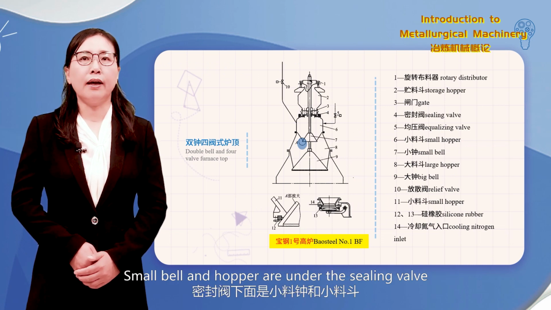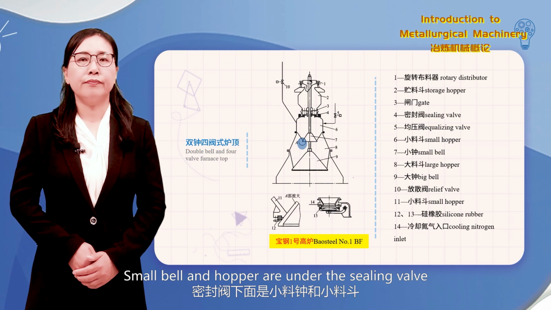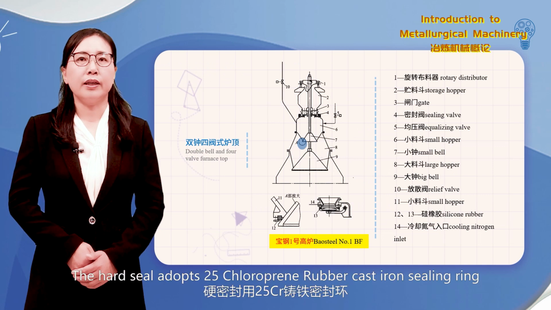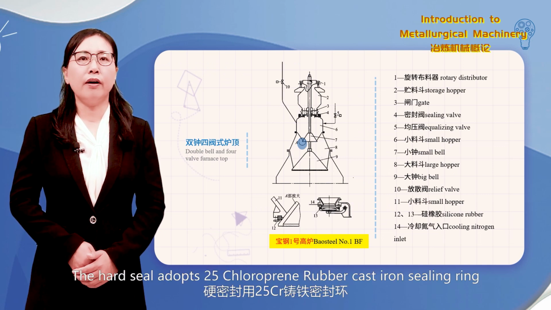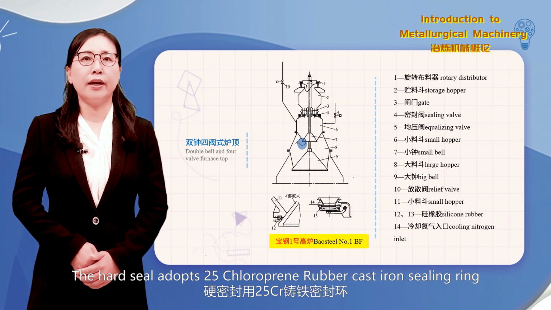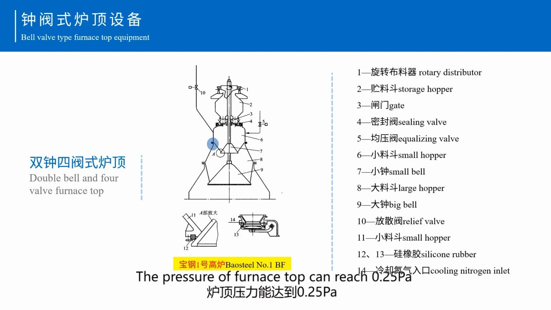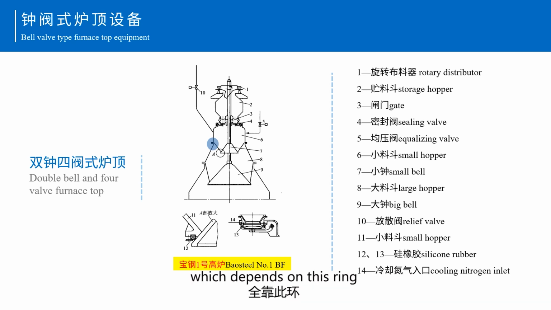Small barrel and hopper are under the sealing valve. The contact surface adopts soft and hard seal. The hard seal adopts 25 chloroprene rubber cast iron sealing ring. Ring groove is sited in the lower part of the ring, which is inlaid with silicon rubber, namely soft sealing ring. The pressure of furnace top can reach 1.25 Pascal, which depends on this ring.